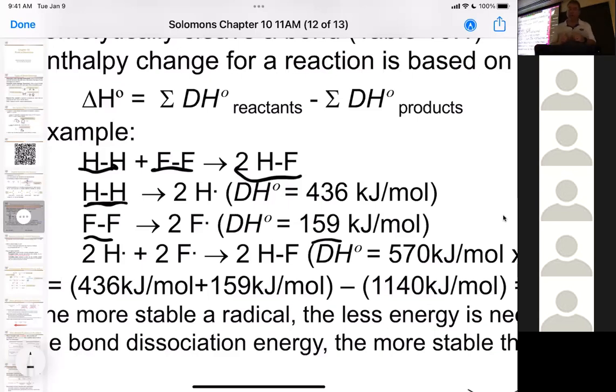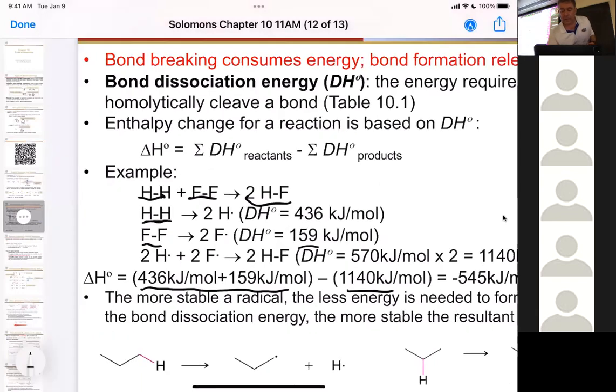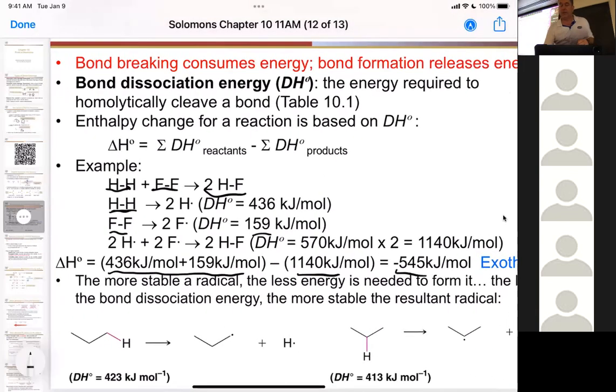Okay, so if we subtract our reactants from our product right here, we're going to end up getting a total of 545 kilojoules per mole out of the reaction. So it's going to be exothermic. So why do we do it? It's a driving force. The driving force is it's releasing energy. It's going to a more stable product.